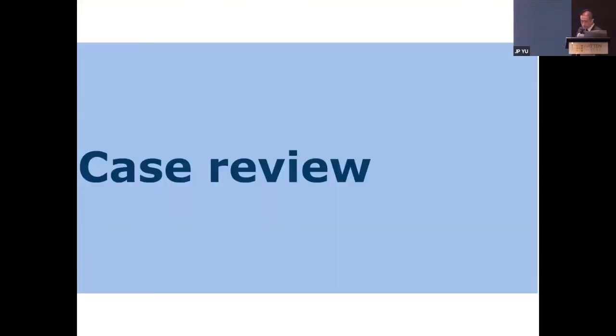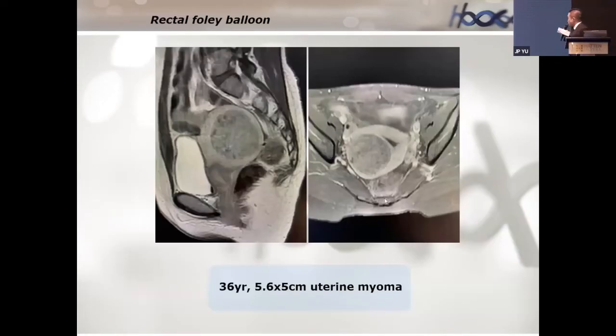Please see the case. This case is a simple case, so I want to challenge extreme low power. This is a 36-year-old woman who had menorrhagia, so we treated with HIFU. The diameter is 5.6 centimeters. This case is very good for HIFU, but a little bit of difficulty is that this uterine fibroid is located somewhat posteriorly.